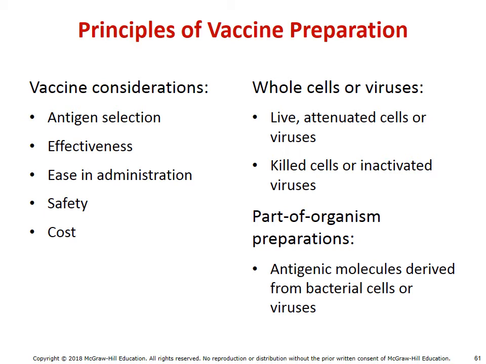But sometimes these things are potentially dangerous, and as a result we will only give you parts or pieces, or only certain features of the cell that are actually dangerous, like toxins. So naturally there are lots of things to consider. How do we want to fight? What antigens do we want to protect against? How effective do we want this basic vaccine to be? How easy should it be to administer? How safe is it? And how cost effective is it?